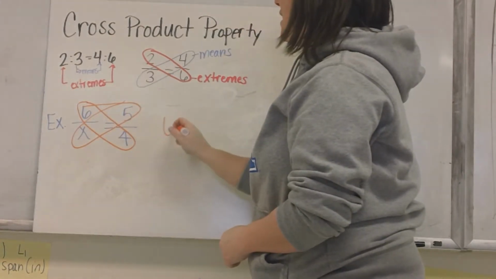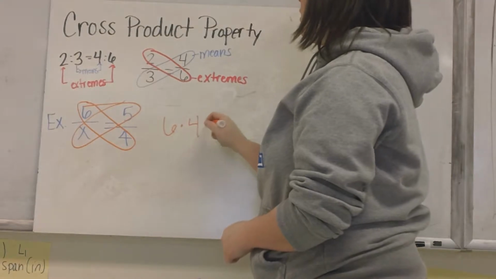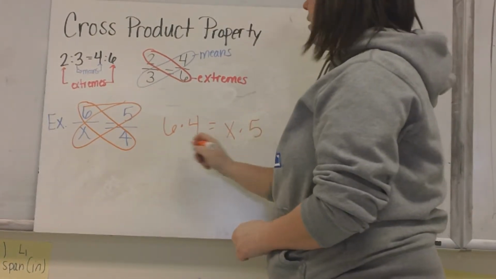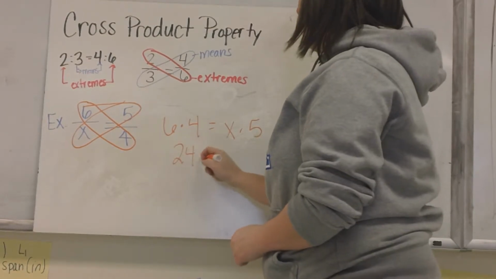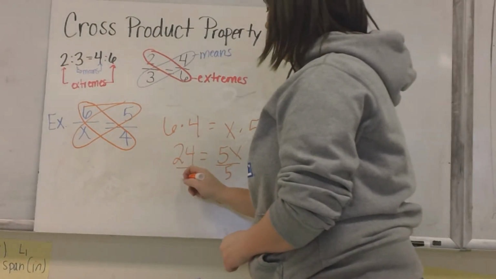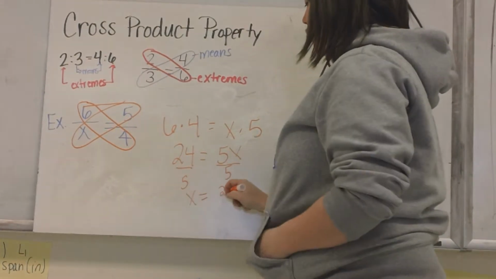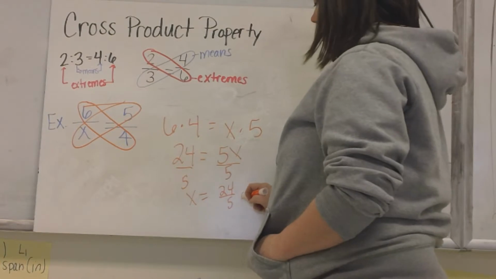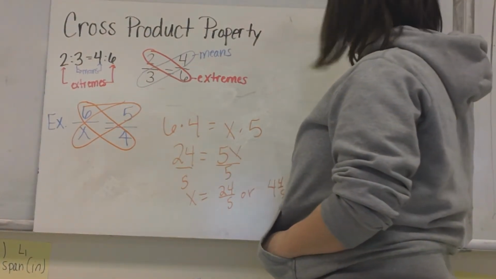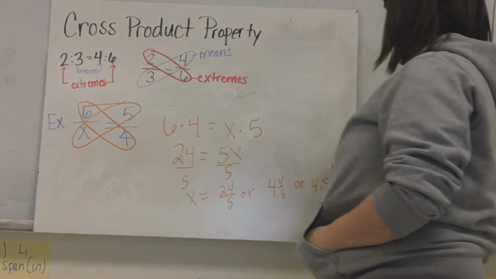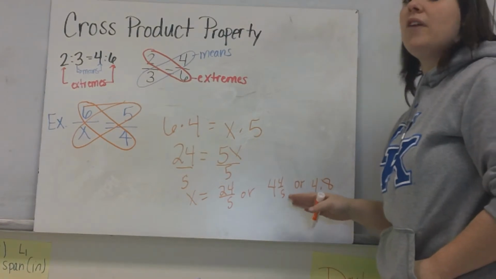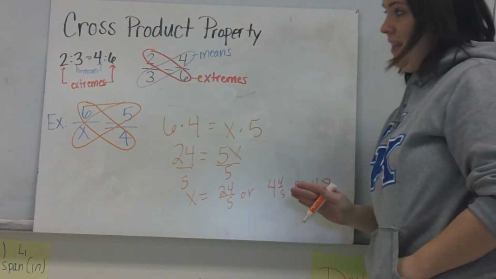So you do 6 times 4 equals x times 5. 24 equals 5x. Then divide by 5 to solve for x. Then x equals 24 over 5, or 4 4/5, or 4.8. However you prefer to write it. Make sure that you know either way can be given for a test, so make sure you understand that.